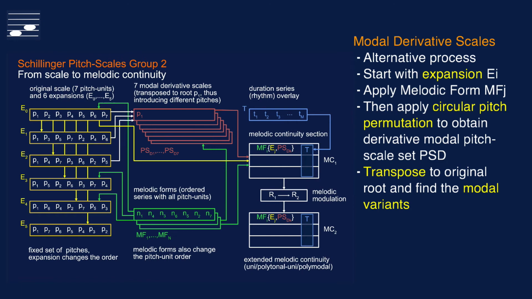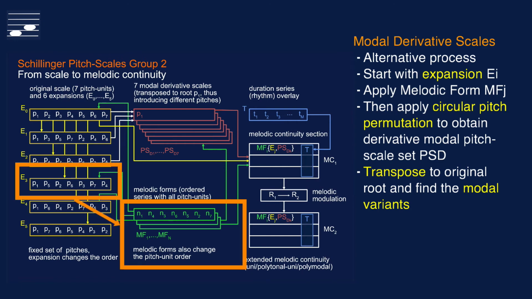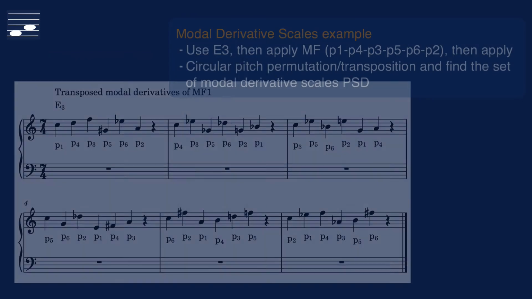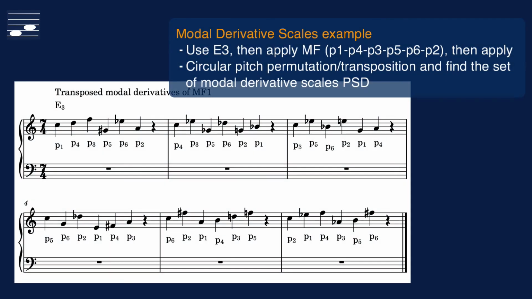Alternatively, you may apply circular pitch permutation after using a specific melodic form MFJ with an expansion EI. This will yield a different set of modal derivative scales. That is shown here, where we create modal derivatives after the melodic form with ordered pitch series P1, 4, 3, 5, 6, 2 has been applied to tonal expansion E3 with the wider leaps.